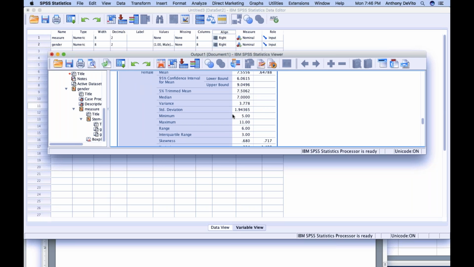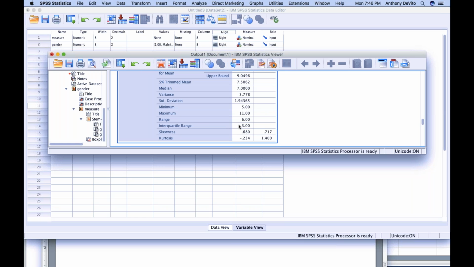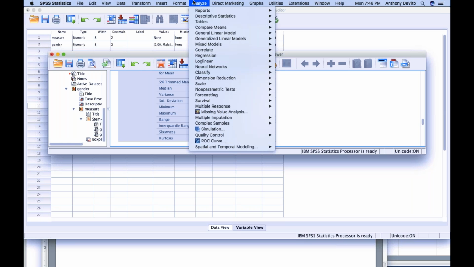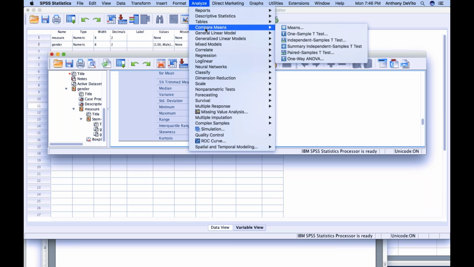Well, let's actually do a t-test to compare the two means. The null hypothesis is that the mean for males equals the mean for females. It's two samples now. And our alternative hypothesis is that the mean for females does not equal the mean for males, right? So let's go ahead and actually do that. Analyze, compare means. Well, this is not a one-sample t-test now. This is a two-sample t-test, or an independent samples t-test.